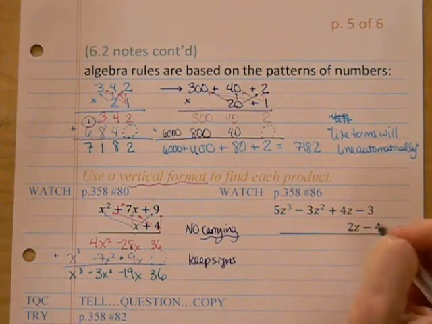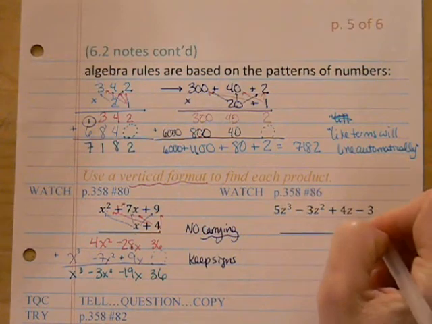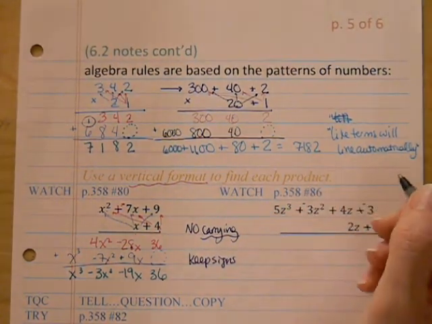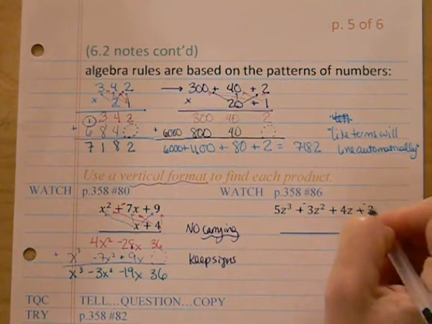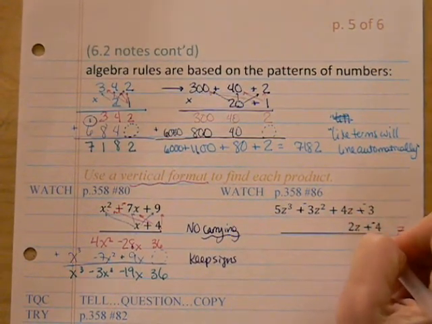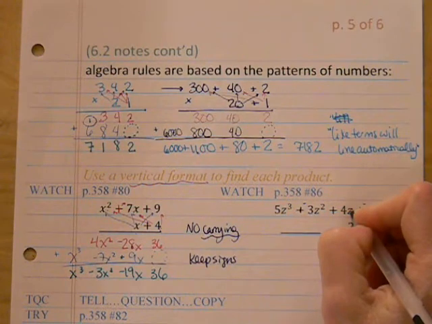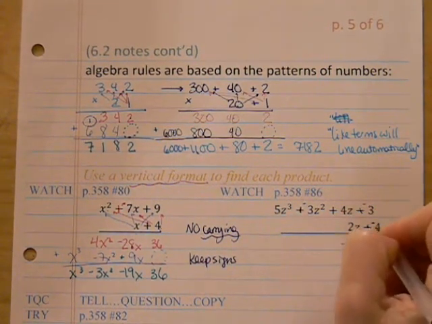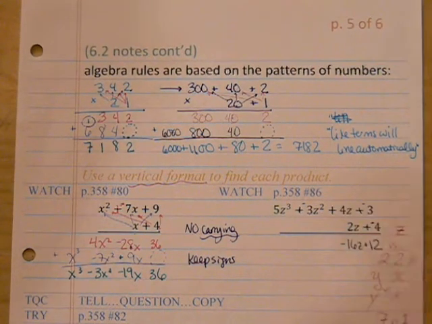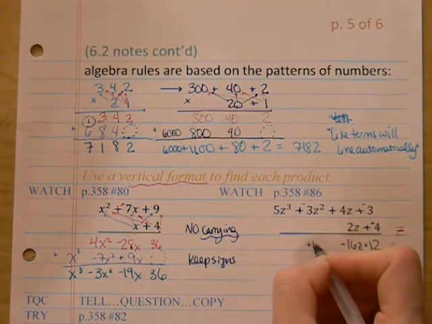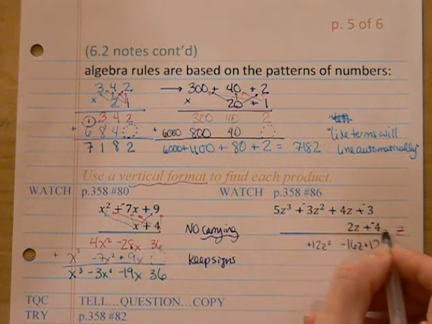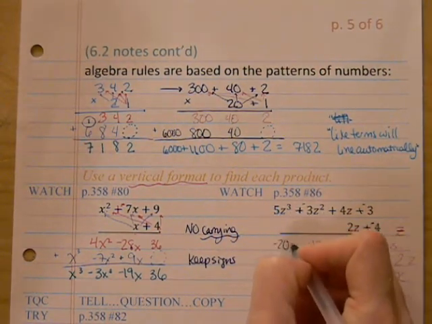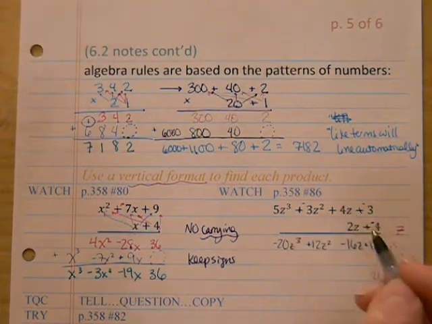So let's go ahead and distribute again. Watch for those negatives. I'm just going to take a moment here and change them all to plus the negative. Negative 4 times negative 3 is going to be a positive 12. Negative 4 times positive 4z is going to be a negative 16z. Negative 4 times a negative 3z squared is going to be a positive 12z squared. Negative 4 times 5z cubed is going to be a negative, pardon me, 20z cubed.